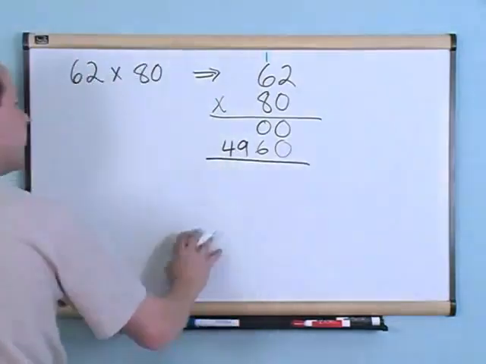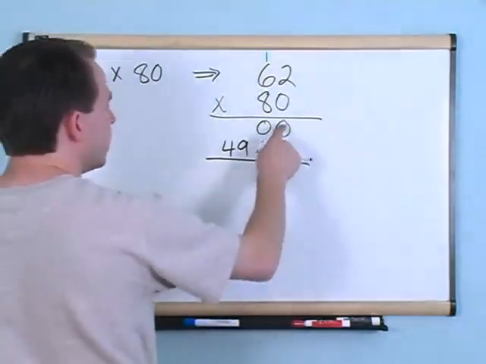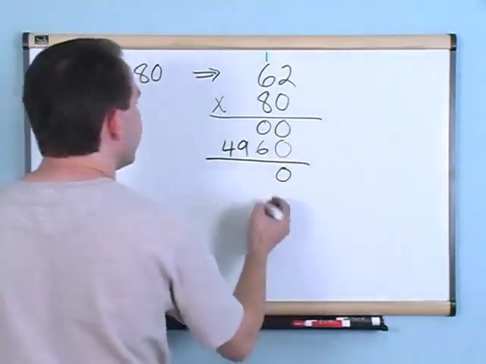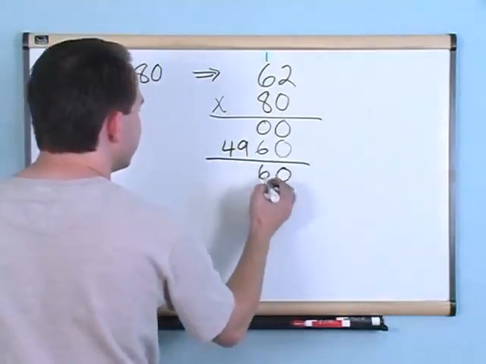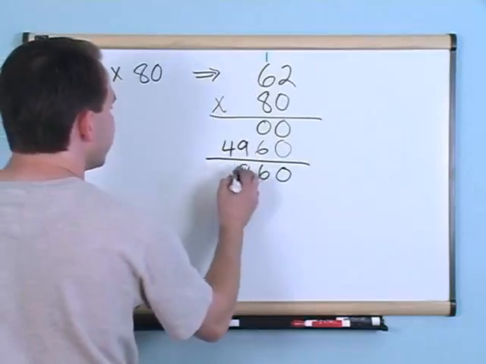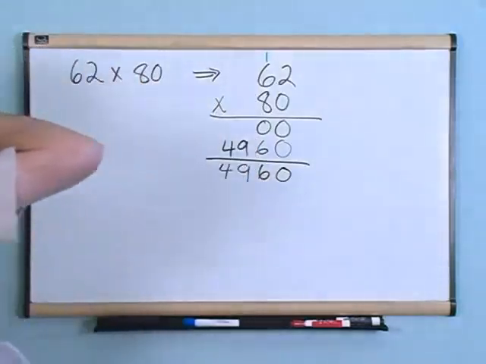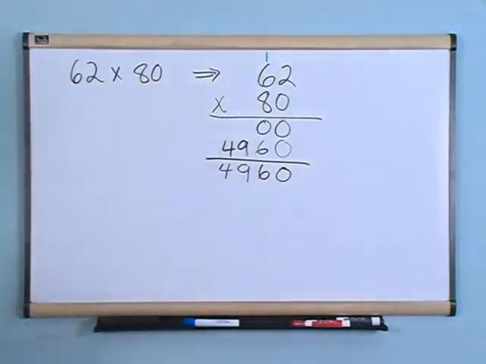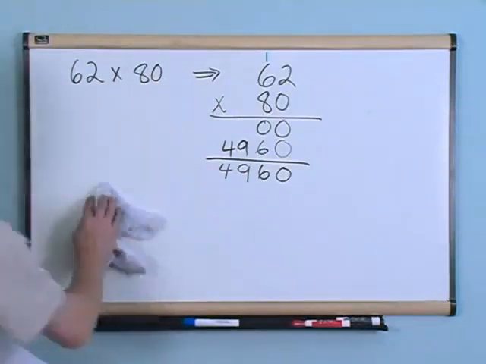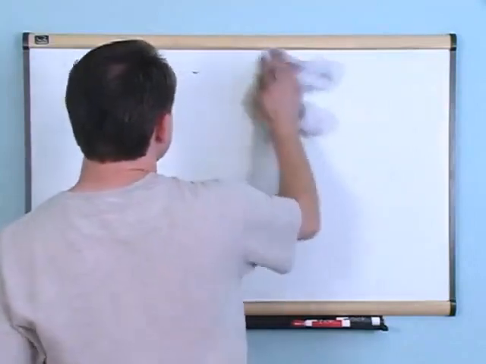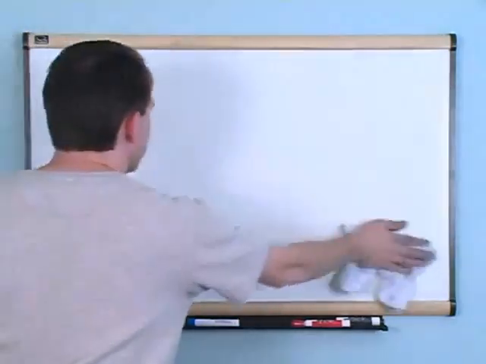Draw your line. Okay? Now you have two numbers, you add them together. Well, 0 plus 0 gives you 0. 6 plus 0 gives you 6. And you're just going to have to copy this 49 down because you're just adding 0 to it. So 4,690. So you see, once you get the hang of it, the rules are not terribly difficult.